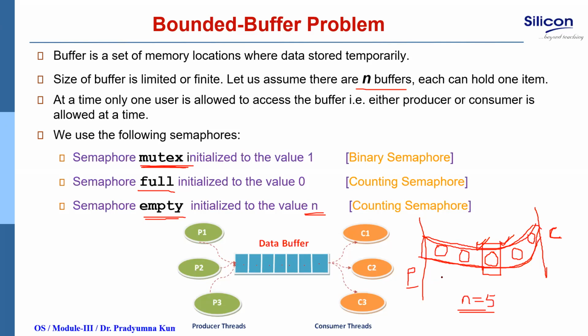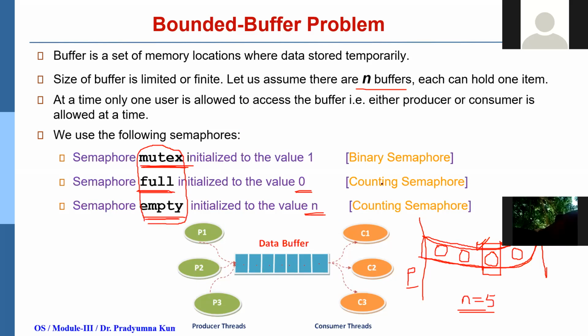Producer must inform the consumer that an item is produced. For that, we have taken a counting semaphore full, which is initialized to 0. We take another counting semaphore empty, which is initialized to n. So this says that initially all are empty, none of them are full, and mutex is 1. This is our initialization. Correct? Now we'll see what is the order in which we will put these three variables so that we can solve this problem.